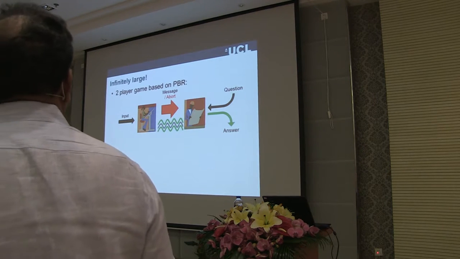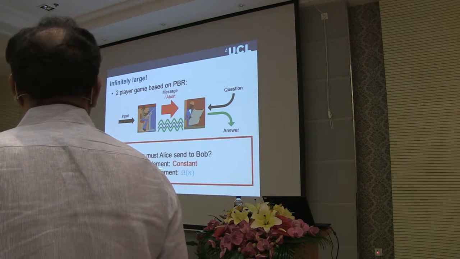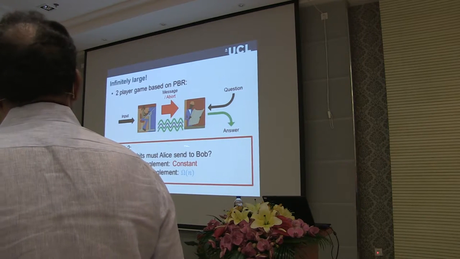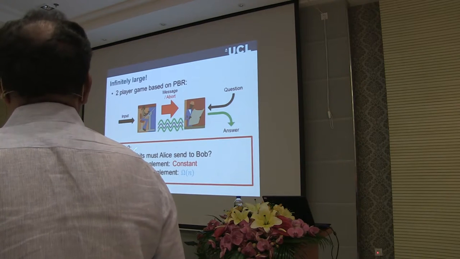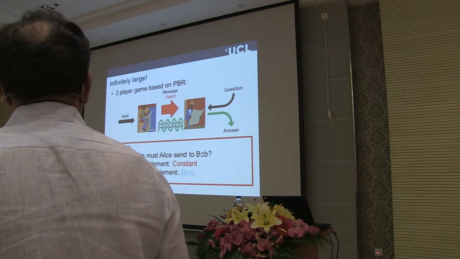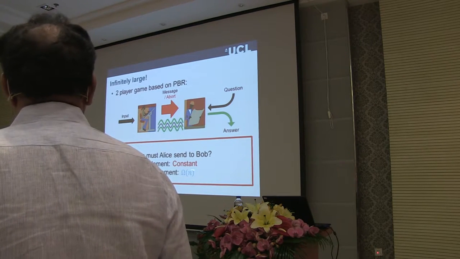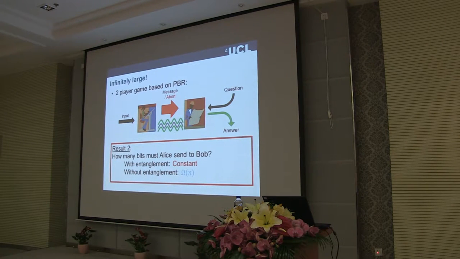Okay. So in the earlier setting, we had a result about information, and in this setting, we have a result about communication. So how many actual bits must Alice send to Bob? With entanglement, we show constant bits are enough. Without entanglement, omega of n bits are necessary. So these are our results.